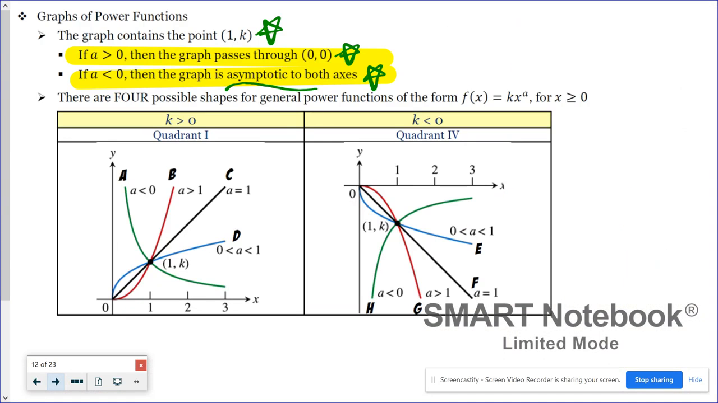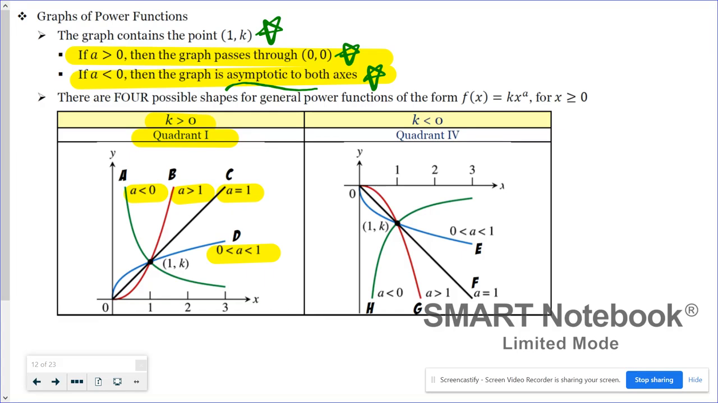Power functions have 4 possible shapes, and we're talking about what's happening in quadrant 1, of course, unless it's been flipped. We will be in quadrant 1 whenever k is greater than 0. And there are 4 possible shapes in quadrant 1. The green curve is when a, the exponent, is negative. The red curve is when the exponent is greater than 1. The black line is when the exponent equals 1. And the blue curve is when the exponent is in between 0 and 1.